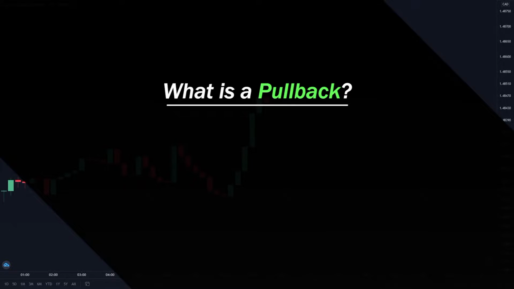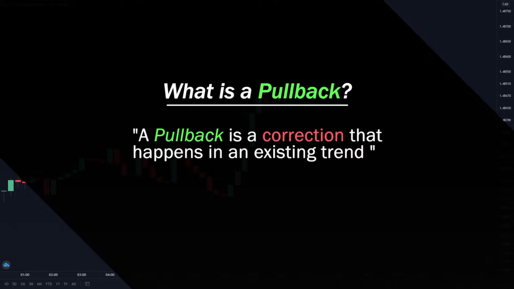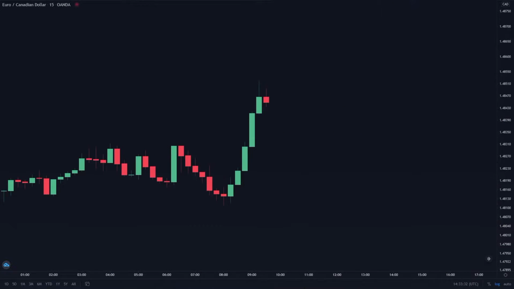What is a pullback exactly? A pullback is simply a correction that happens in an existing trend. And so, why is it so important to understand? Let me give you a scenario. Let's say that the current market is on an uptrend and you're looking to enter a buy position.